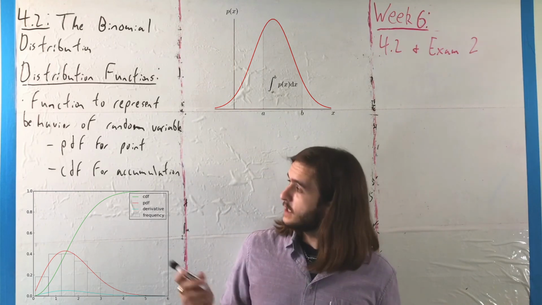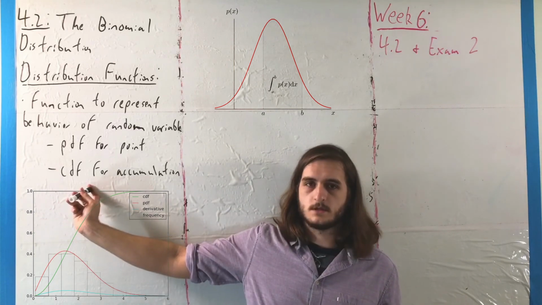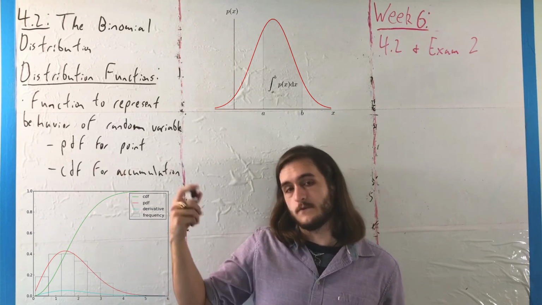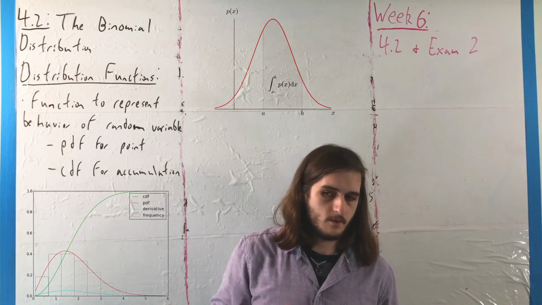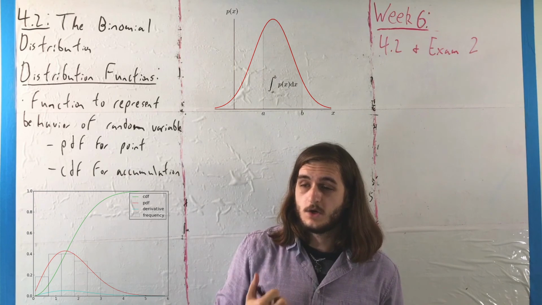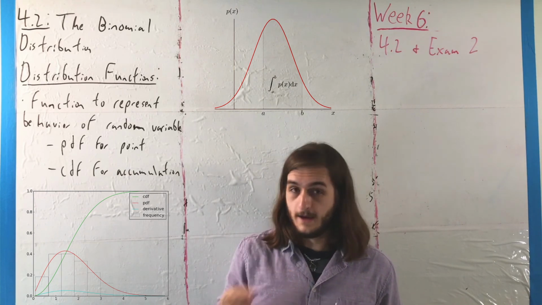Mainly, though, just understand that when we're looking at these distribution functions, think PDFs are for points and CDFs are for accumulations, and we're going to be seeing a lot more of this when we get into Chapter 5, talking about the normal distribution. But those are concerns for people after Exam 2.